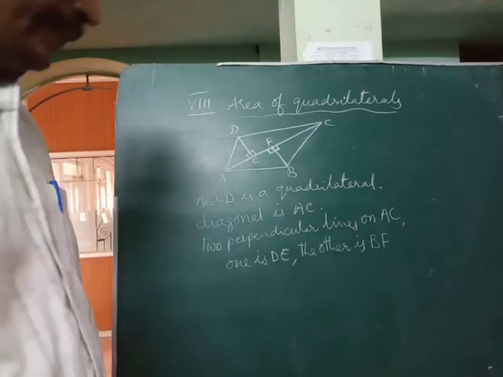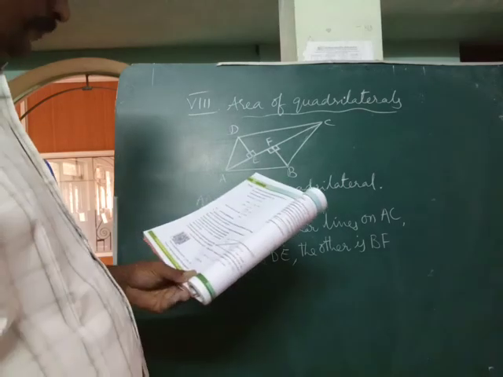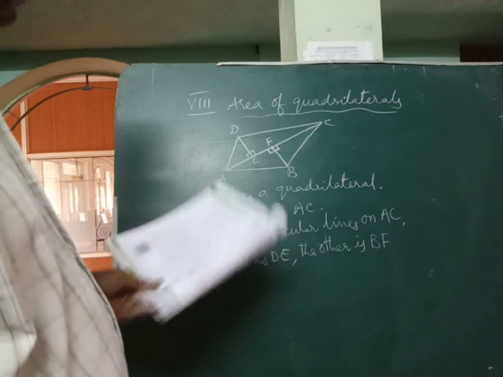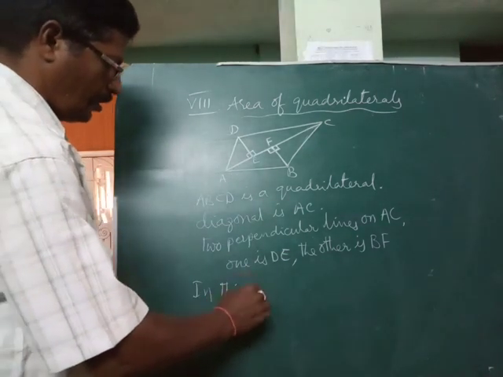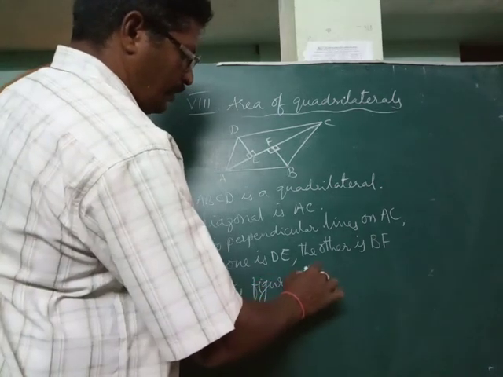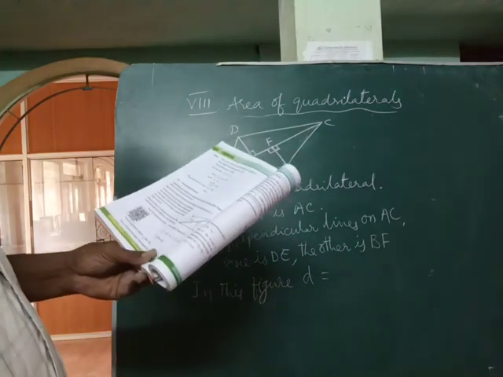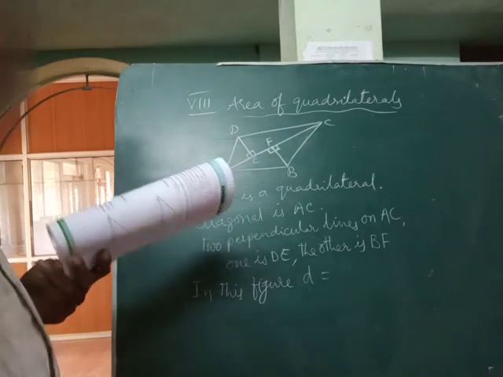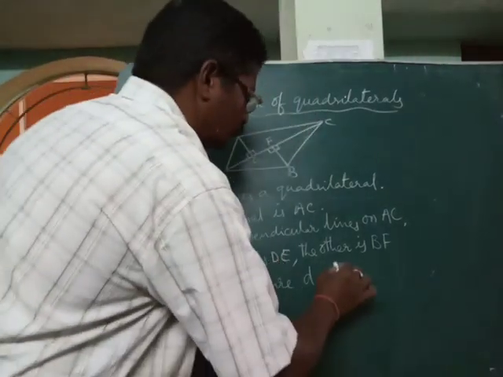Now, how to find area? In this figure, what has been given? The diagonal measure is 10 centimeters.